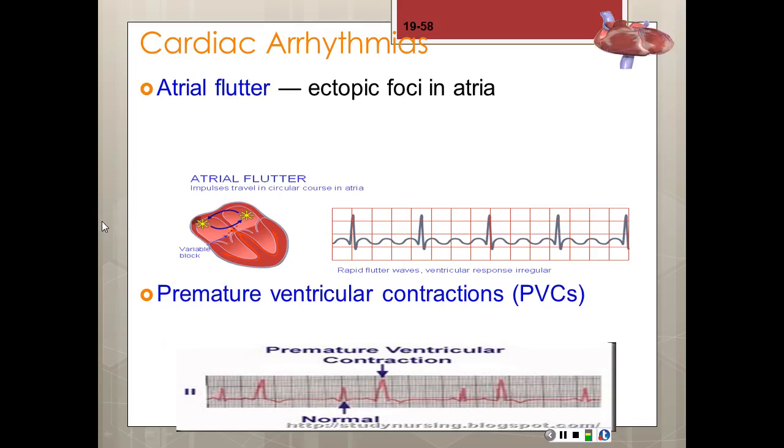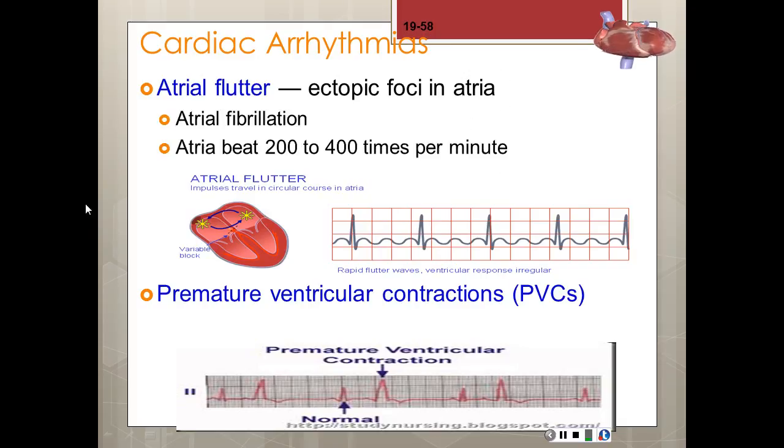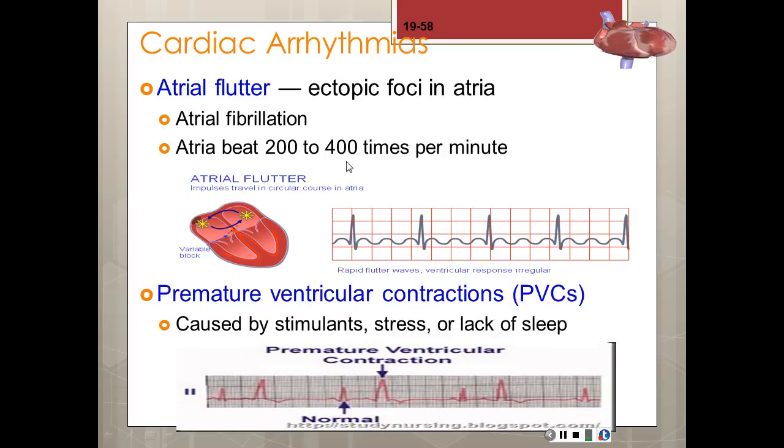Now some more cardiac arrhythmias, as mentioned in your book. We have atrial flutter, which is an ectopic foci in the atria. And there we have atrial fibrillation, where the atria beat approximately 200 to 400 times per minute.